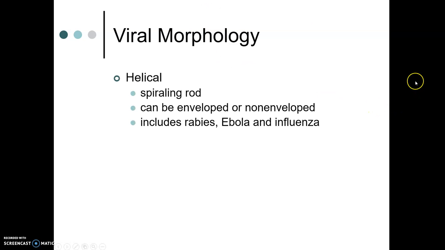All right, so here's where we left off with viruses. Now we're going to talk about viral morphology. Morphology means shape. So we already saw some shapes of some viruses in that previous picture. One of the more common viral shapes is called helical. A helical structure is basically some sort of spiraling or twisted rod-shaped thing. They can be enveloped or non-enveloped, and it includes things like the rabies virus, the Ebola virus, and the influenza virus. They all have helical structures associated with them.